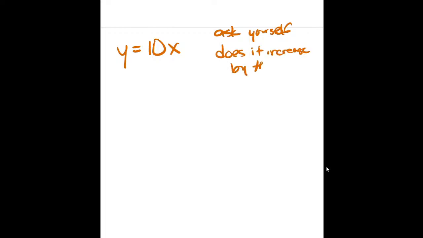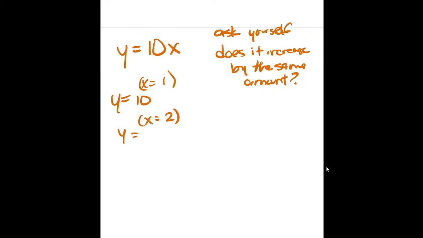y equals 10x. Ask yourself, does it increase by the same amount? Let's find out. When x equals 1, then y equals 10. When x equals 2, then y equals 20. So it's increasing by the same amount, 10. When x is 0, does y equal 0? And yes, it does. y equals 0.